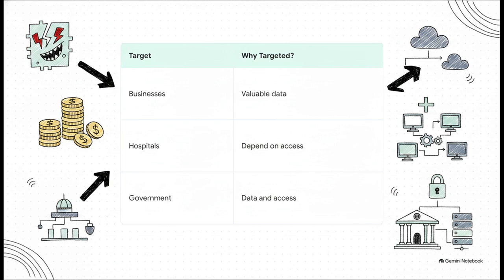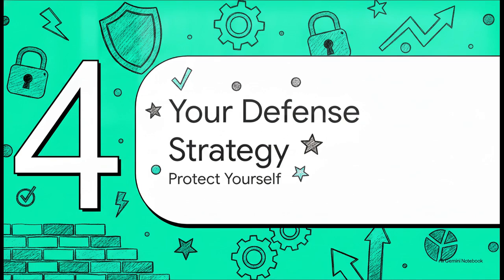Then you have hospitals. They're targeted because their minute-to-minute operations completely depend on system access. Patient records, surgical schedules, medication tracking. When those systems lock up, surgeries get delayed, and ambulances literally have to be rerouted. It creates this massive life-or-death leverage for the attackers. And government organizations? They face a combination of both. Their data is incredibly valuable, and civil society absolutely depends on their systems running smoothly. The attackers know exactly where it hurts the most, and they aim right for the organizations that can least afford to be locked out. But we are not helpless here.